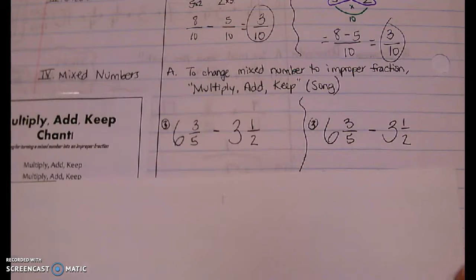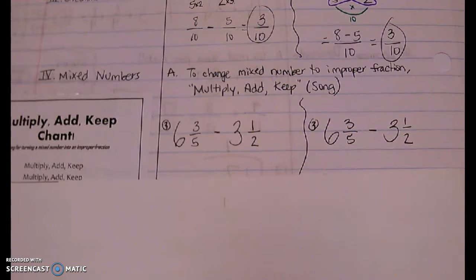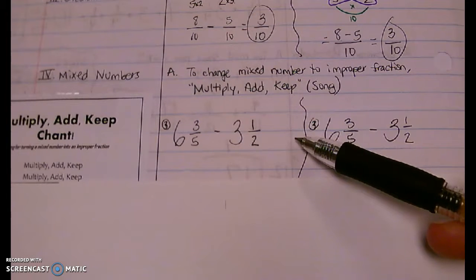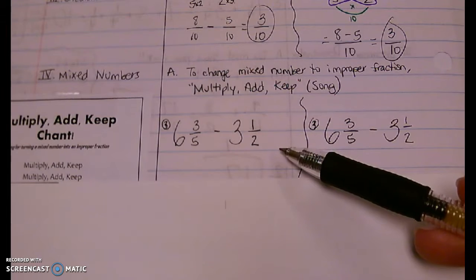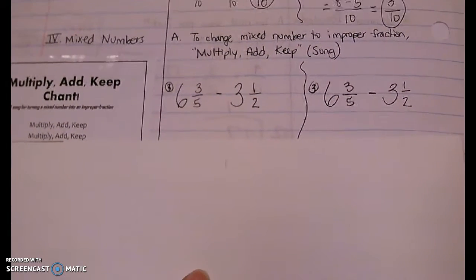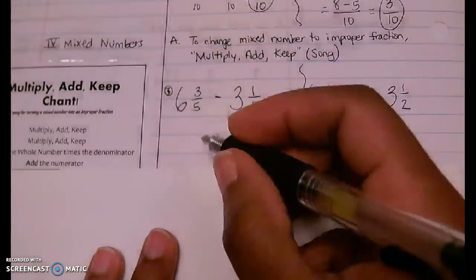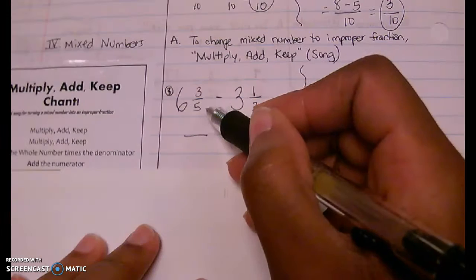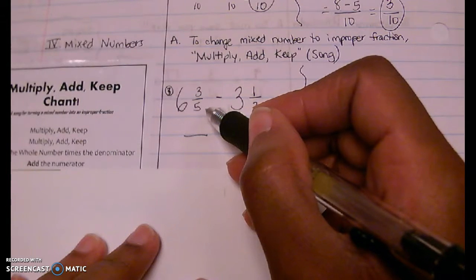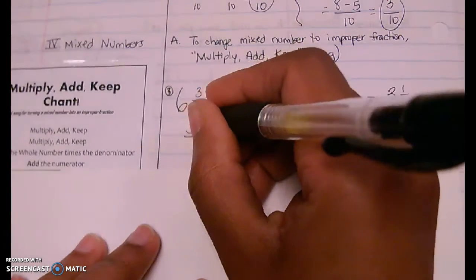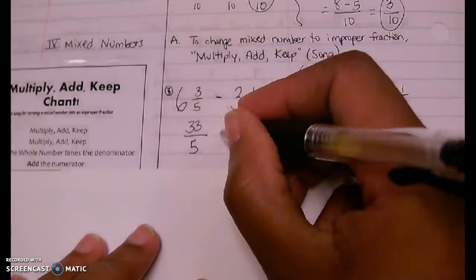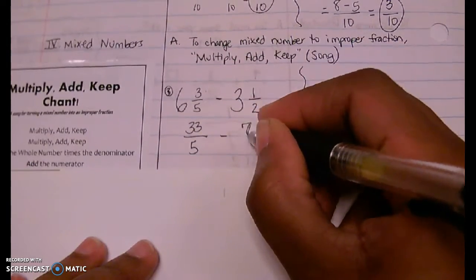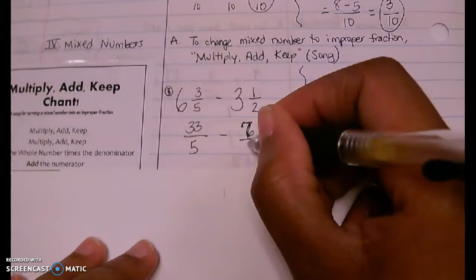All right, we're going to solve this problem using the traditional method here and then the butterfly method. So when I see that I have two mixed numbers that I'm subtracting, the first thing I need to do is change both of these into improper fractions. And how do I do that? I multiply, add, keep. Multiply the whole number times the denominator, 30. Add the numerator, 33. Keep denominator. Okay, same thing here. Multiply the whole number times the denominator, 6. Add the numerator, 7. Keep denominator.